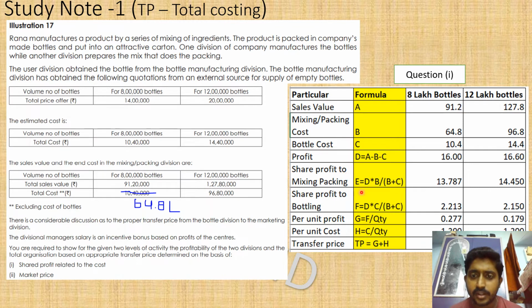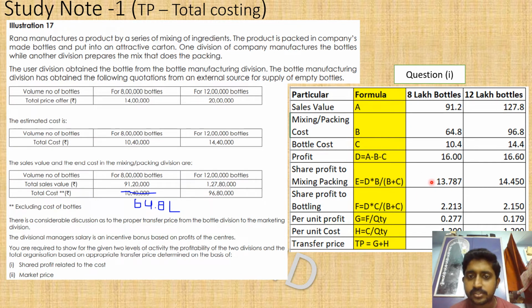Now we are discovering one more formula. D is the profit, and D has to be allocated in the ratio of B to C. B is the cost, C is the cost. So in the ratio of the cost, I am splitting the profit. So the share of mixing and packing is D times B divided by B plus C, and accordingly the share of the bottling division will be D times C divided by B plus C. I hope you are well thorough with ratio and proportion. This is the ratio in which we are sharing the profit.